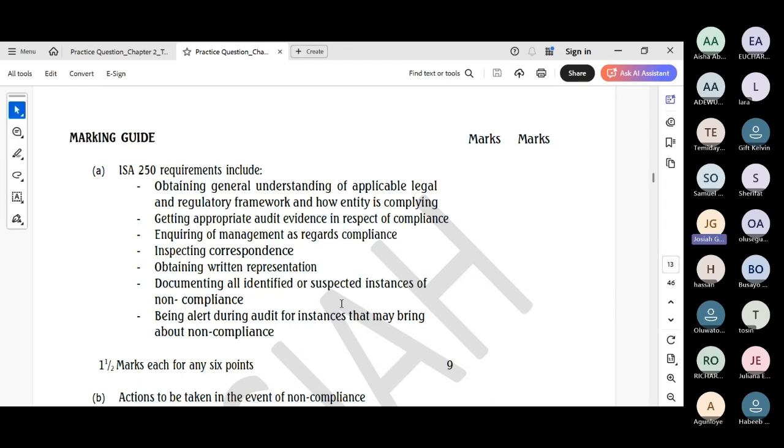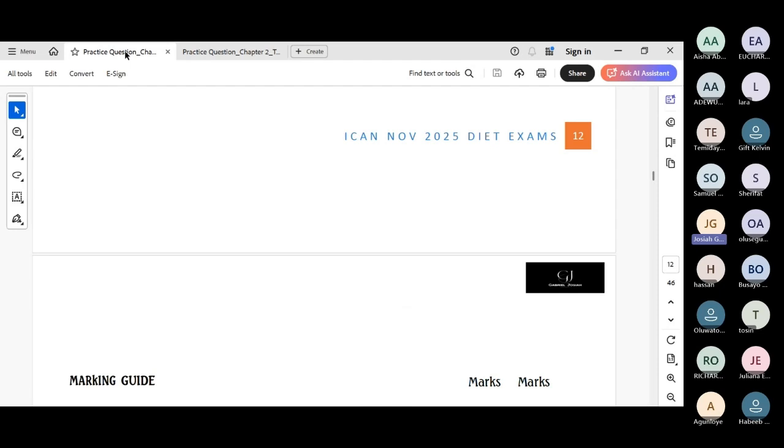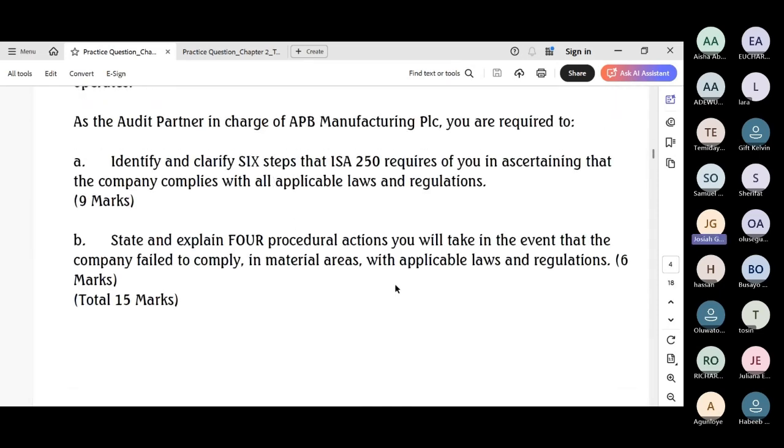Okay, if there's none, let's look at the B aspect. The B aspect states we should state and explain. The first one says identify and clarify. Second one, state and explain 4 procedural actions you should take. So it's specific 4. We should state it and we should explain it. You will take in the event that the company failed to comply in material areas to applicable laws and regulations. 6 marks.